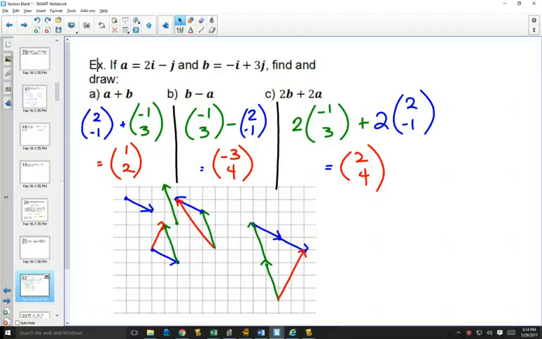And if you add those up, sure enough, you get 2 and 4. So adding and subtracting vectors is that simple. You just add and subtract the corresponding coordinates.